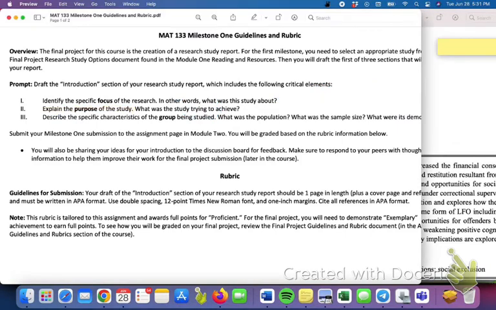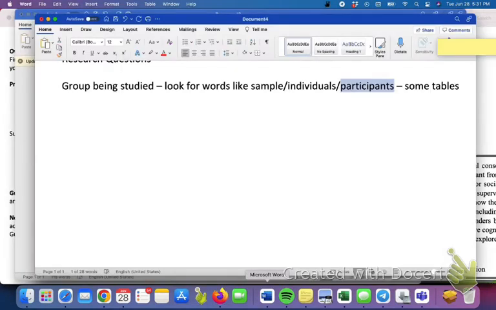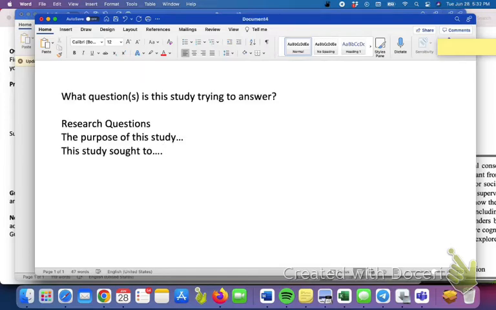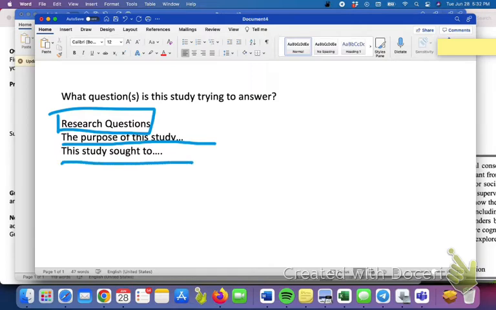So for the purpose of the study, I actually recommend, instead of thinking about it as what is it trying to achieve, a better way to think about it is what question or questions is this study trying to answer? And you can search in the article, a lot of the time they just spell out for you what the research questions are. But a lot of the time you can look for a sentence that says something like the purpose of this study or this study sought to. That kind of wording is what you should look for.